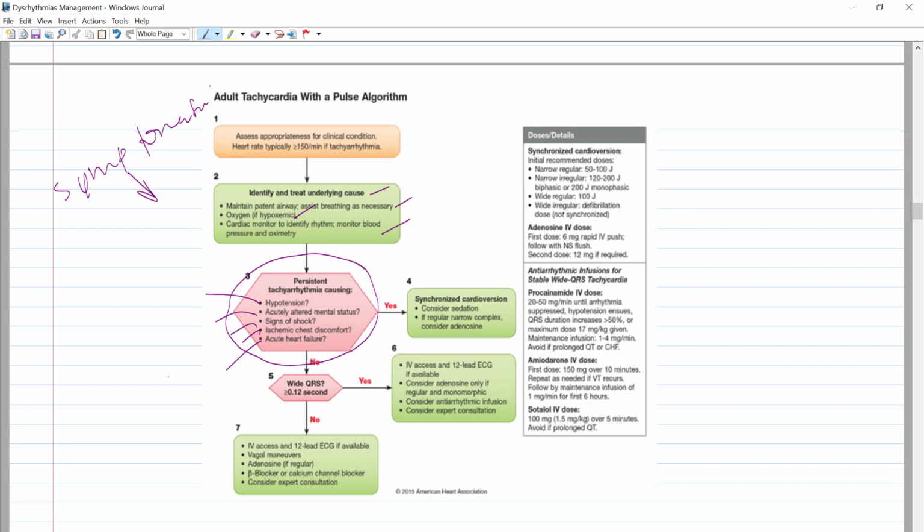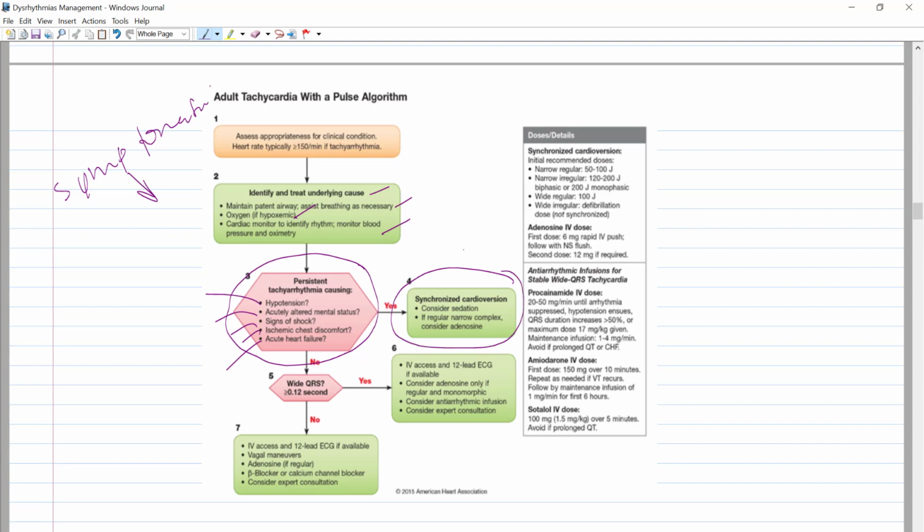Is it left-sided heart failure? Is it systolic heart failure? Is it diastolic heart failure? Okay. Now, if any of this is or are the causes, then remember, this is the algorithm.